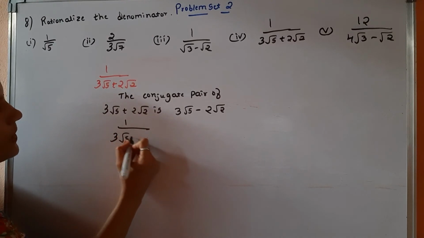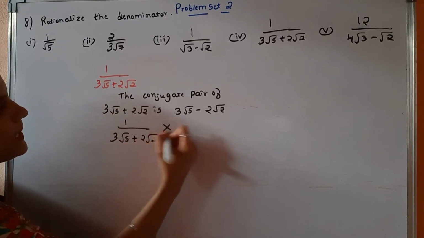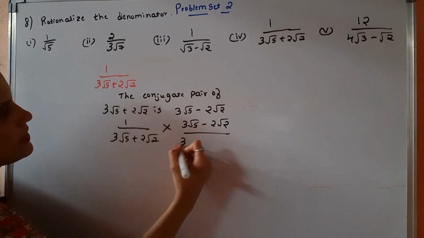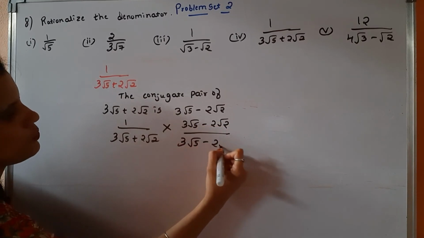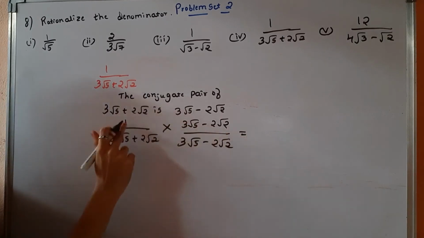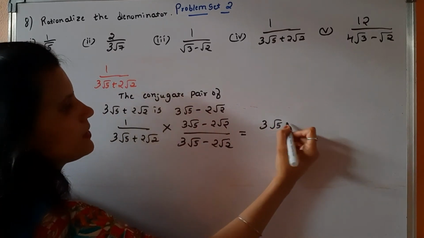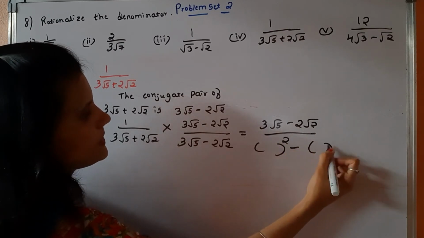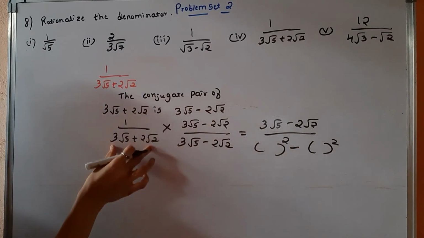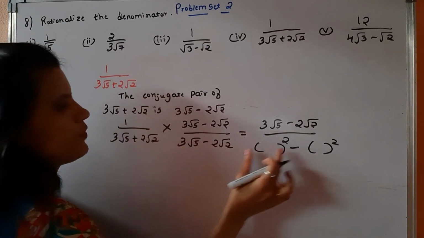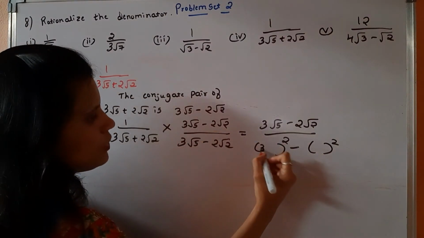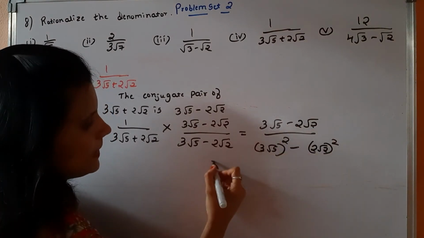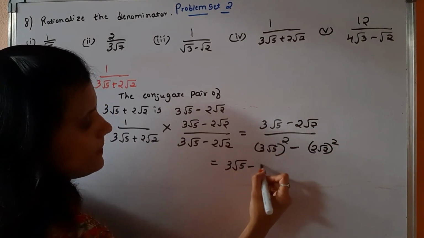3 root 5 plus 2 root 2. Multiply 3 root 5 minus 2 root 2 and here 3 root 5 minus 2 root 2. We know 1 into 3 root 5 it will be same. Okay, and the next one it will convert into a square minus b square. What is our a? Because a plus b, a minus b है, so a square minus b square. A है 3 root 5 square and b है 2 root 2 square. It will become 3 root 5 minus 2 root 2.